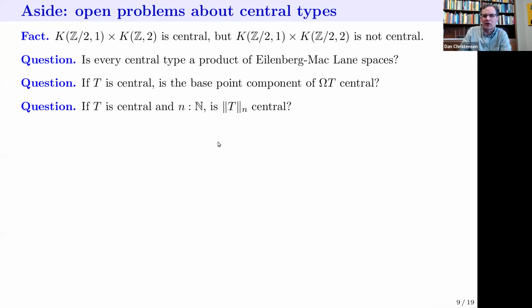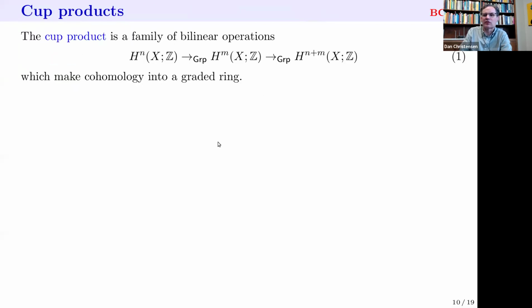Okay, so that was our detour on central types. And now we're going to move into the second paper, the one that's not quite available yet, but will be available soon. I'm going to talk about cup products next. The cup product is an operation on cohomology that makes it into a graded ring. I'm going to talk about it for the integers, but everything I'll do works for any ring coefficients. I'll just use the integers for simplicity. The cup product will take a cohomology class in degree n, combined with one in degree m, and give you one in degree n plus m.